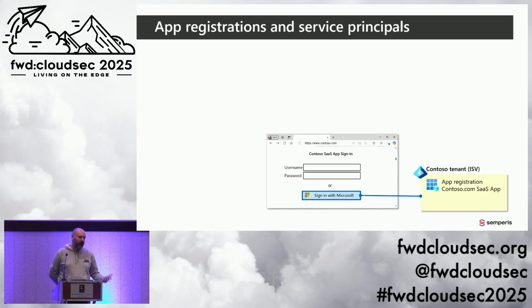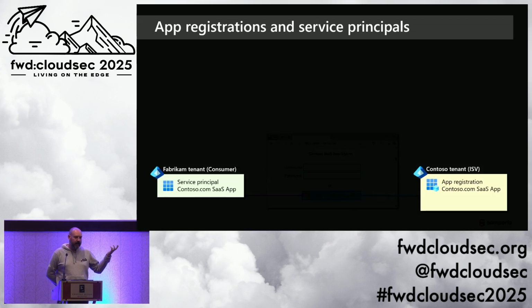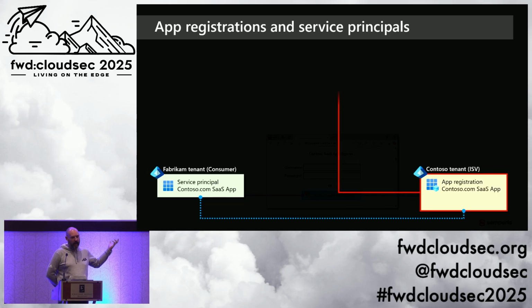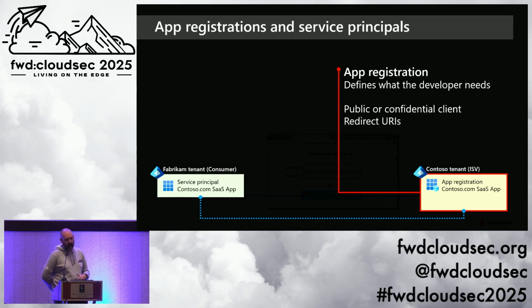On the developer side, Contoso, they're the software vendor. They have this app registration, Contoso SaaS app. And then in the consuming tenant, there's going to be that service principal. And effectively, there's a relationship between these two. So the app registration is basically the developer's definition of what they need. It can say it's a public or confidential client, other things like redirect URIs, and also claims.